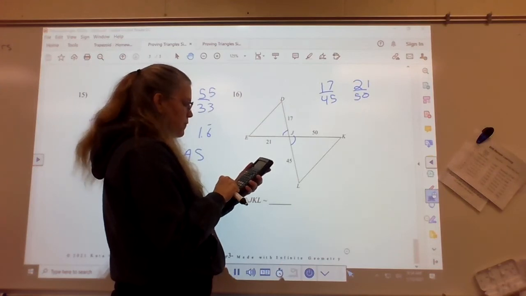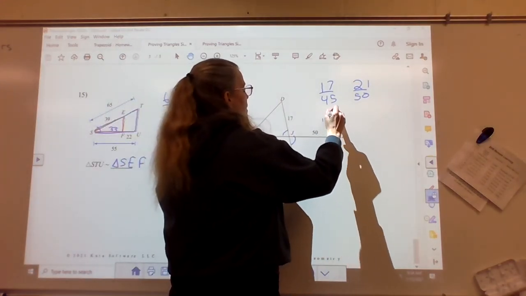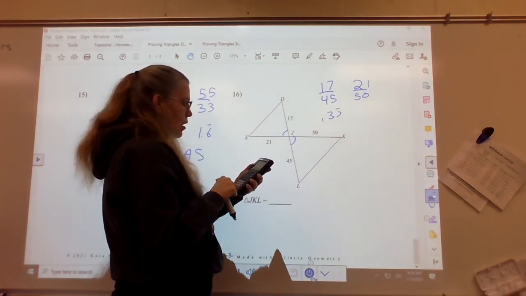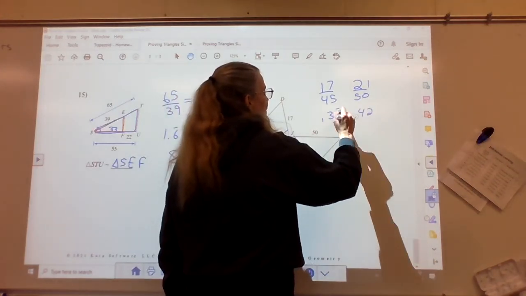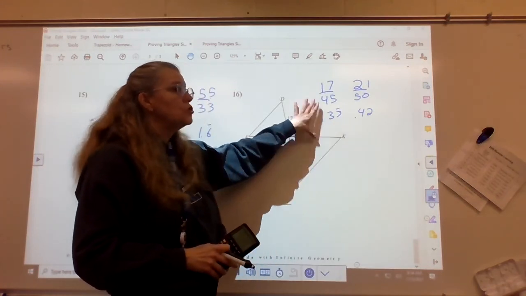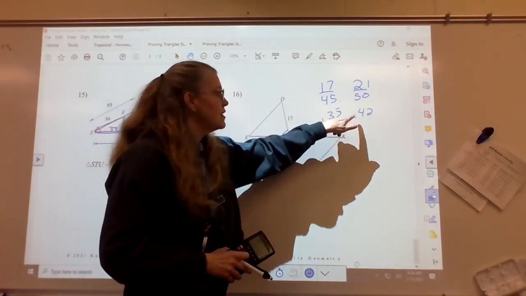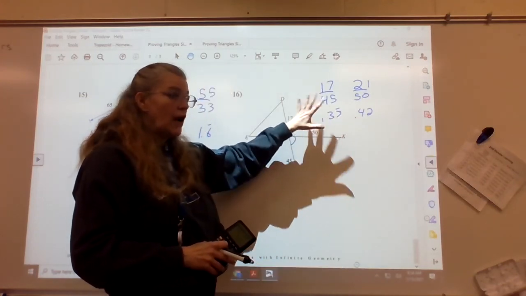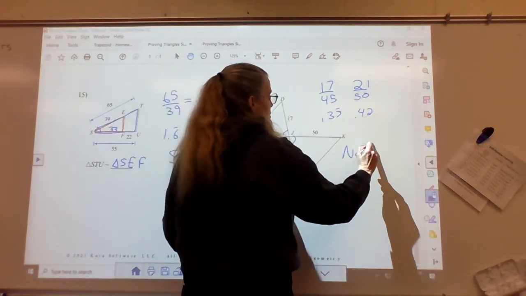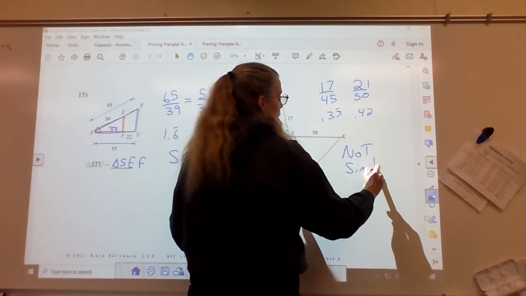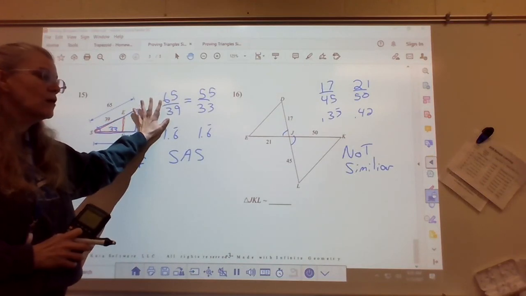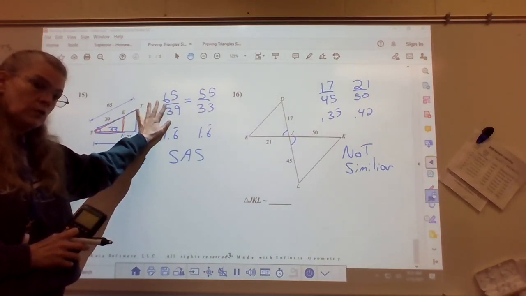17 divided by 45, I get 0.37 repeating. 21 divided by 50, I get 0.42. They're not the same number. Yes, if I tried to round, I could get them to round the same, but do not round. They have to be identical down here, the exact same, without any rounding at all. So since they didn't match, my last one here was not similar. Not similar. So these go with the homework, proving triangles similar homework.